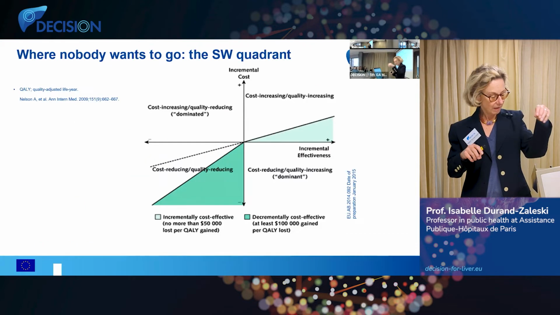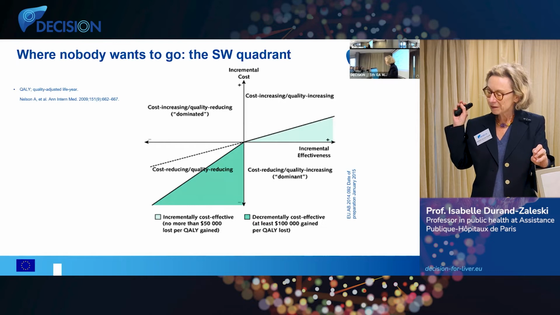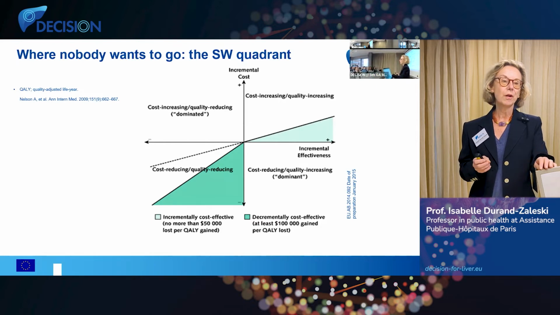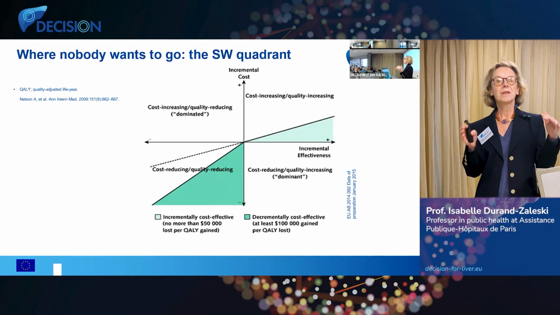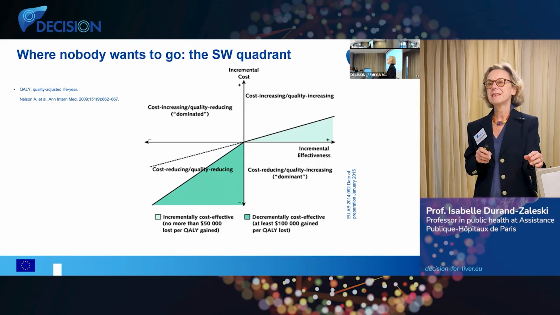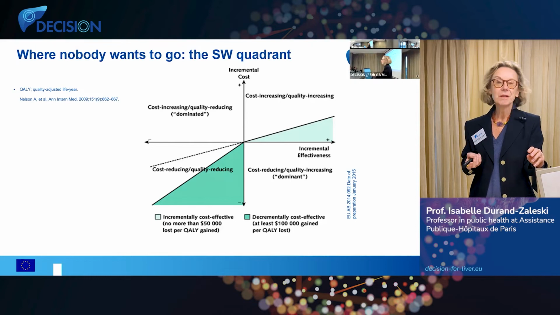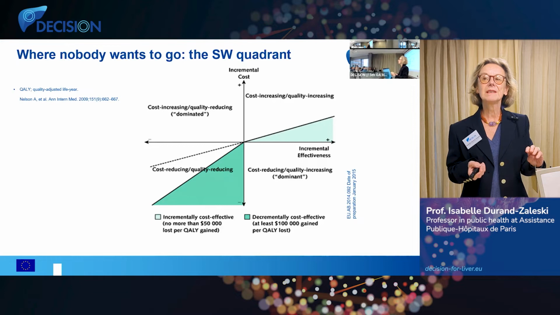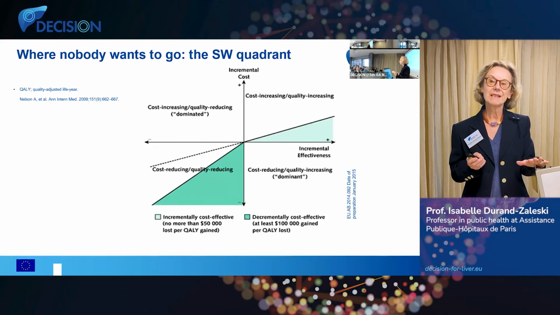So this is another article, same cost effectiveness plane, but there's one funny thing about this article. It focused on the lower left. You have to give up some health in order to save money. And it's called decrementally cost effective. But it's not the funny thing. The funny thing is that this was published in 2009. And if you look at the citations in PubMed, it has been very little cited.